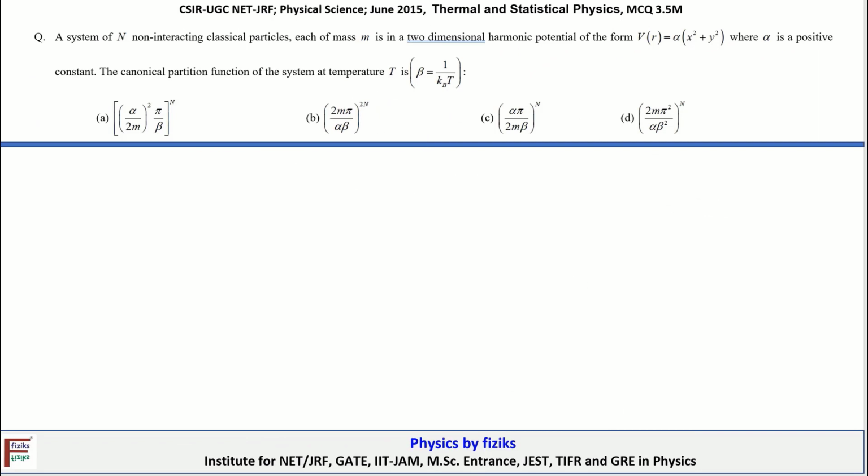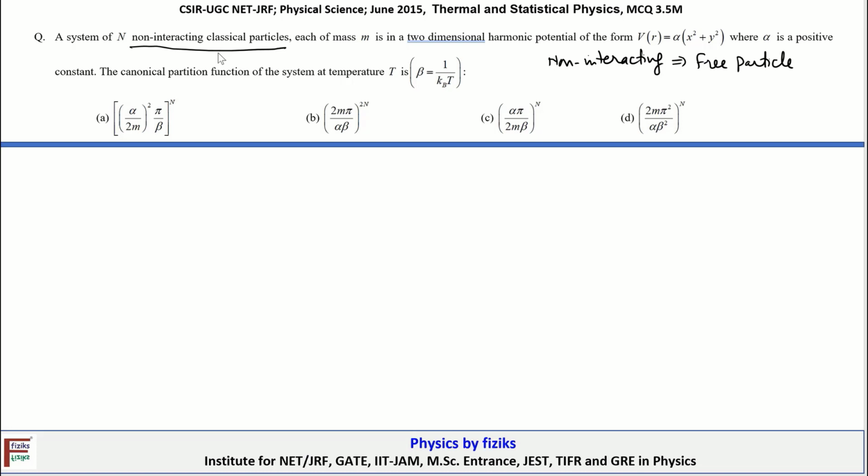So let's take a look at the next problem. The statement is: a system of N non-interacting classical particles. Non-interacting means it's a system of free particles.